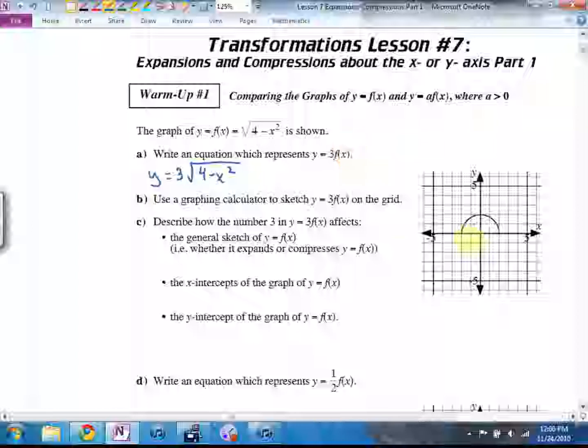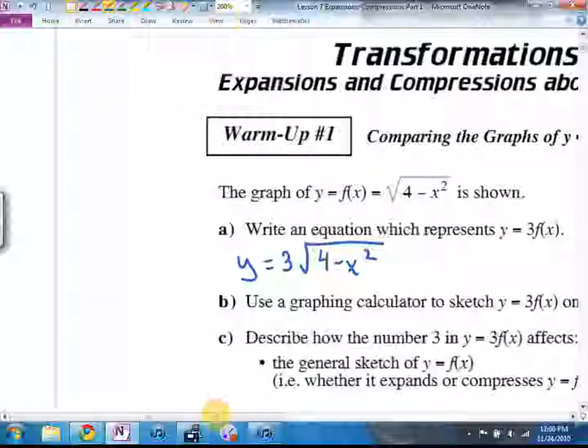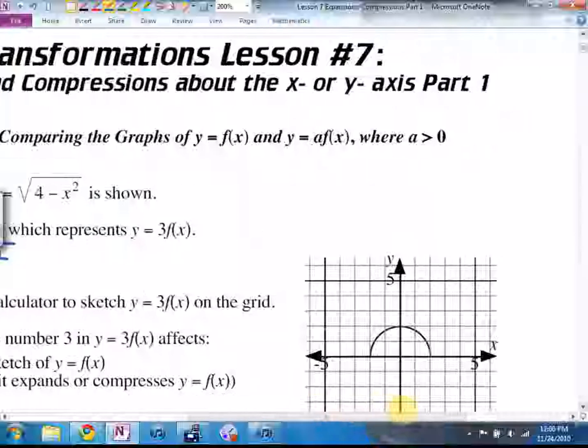So here's my original graph. Let's zoom in on my original graph. This point right here, how high am I right here? It's a trick question. So how high am I going to stay if I go 3 times bigger? 0. Put a dot there. What was the fancy word for a point that didn't move? Do you remember from last day? Invariant.